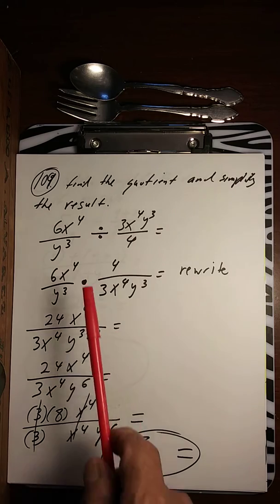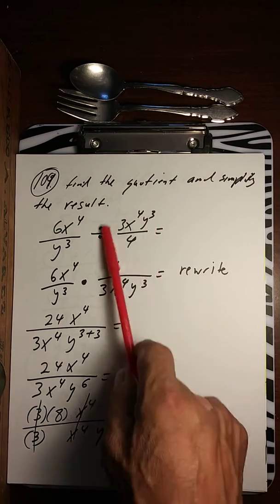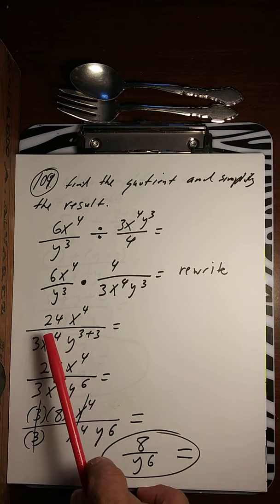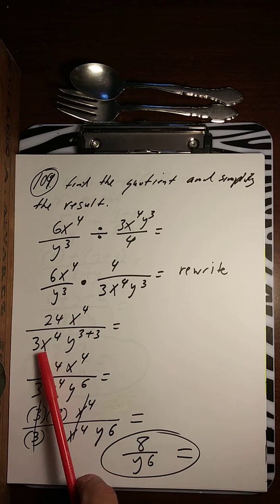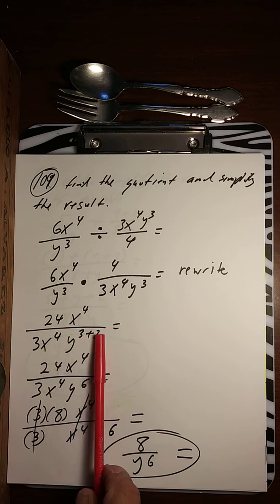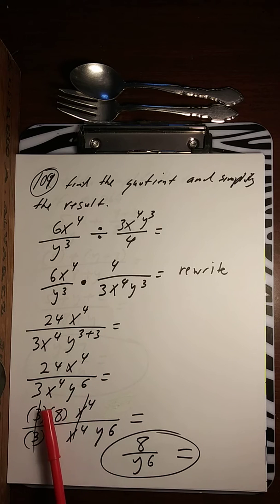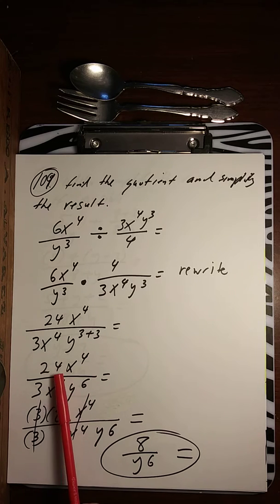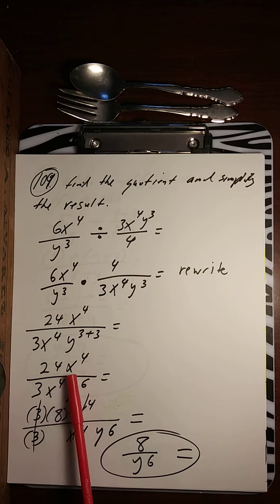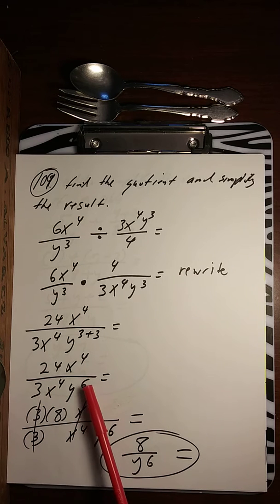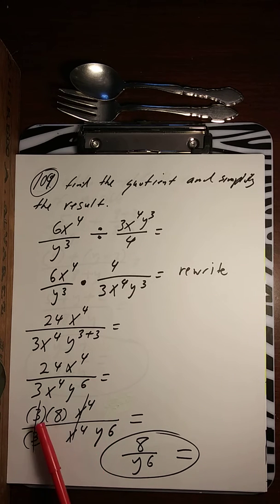Find the quotient, simplify. This one divided by this. Flip this around. Rewrite it. 24x to the 4th, 3x to the 4th. y to the 3rd plus 3 is 6. So now 3 times that is 24. 3 is there, and x to the 4th is gone. And y to the 6th is still there. So we're still going to have 8 over y to the 6th.